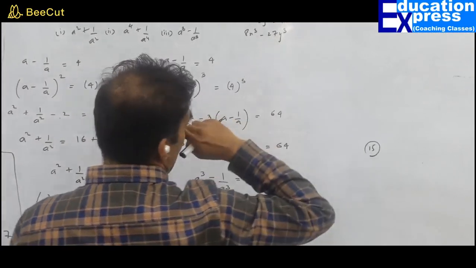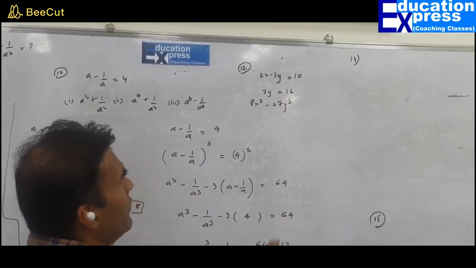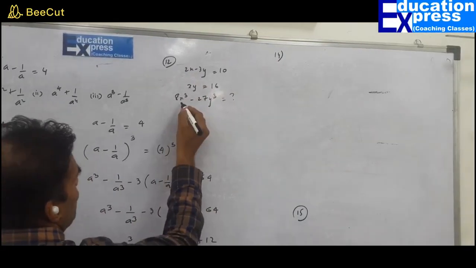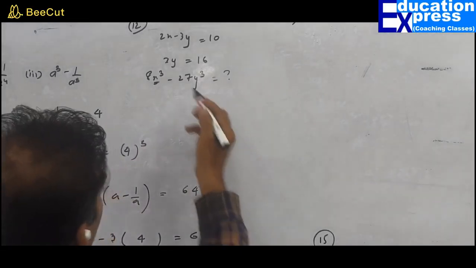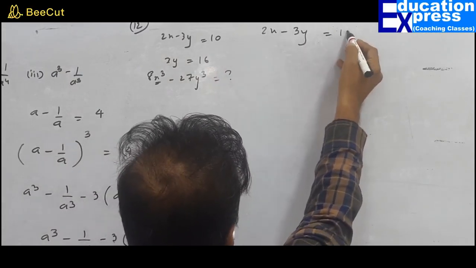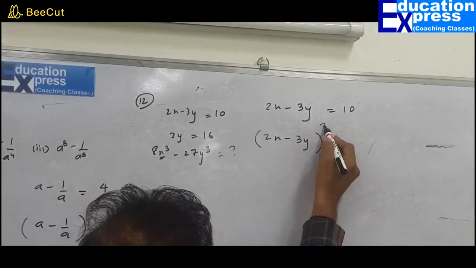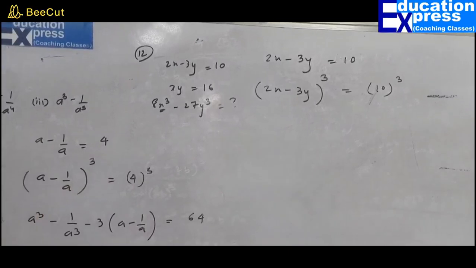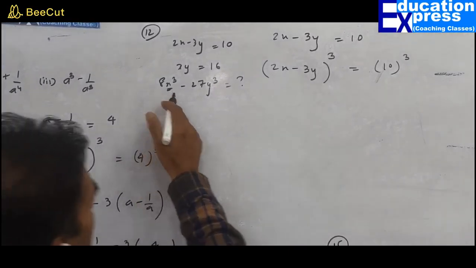2x minus 3y equals 10, xy equals 60. So two pieces of information have been given to me. My focus should be on what is asked: 8x cube. So it involves a cube, so my focus should be that I have to take the cube on both sides. Have a look. 2x minus 3y equals 10. If I take the cube on both sides, 2x minus 3y, the whole cube, will be 10 the whole cube. Why am I taking the cube? Because they are asking me something in terms of cube.